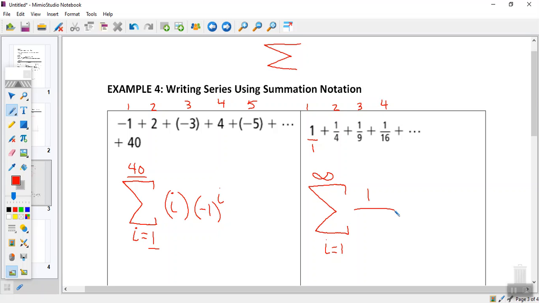Say it again, Theo. Think about that. One pattern that would work would be a square. What's 1 squared? 1. 2 squared. 4. That's 3 squared, right? That's 4 squared.